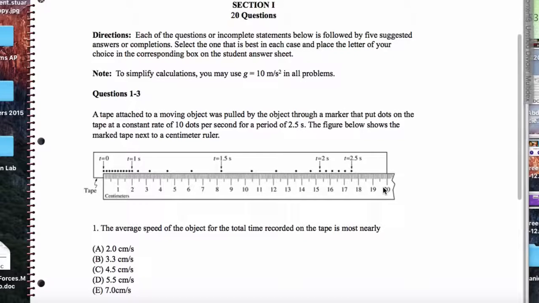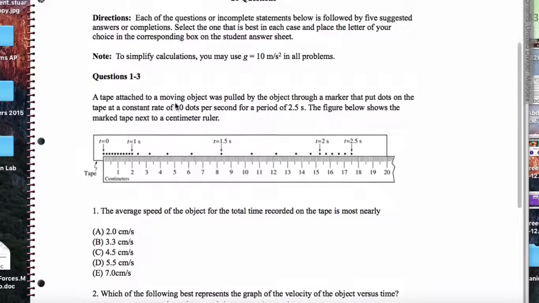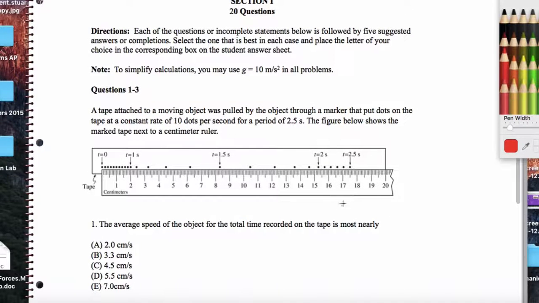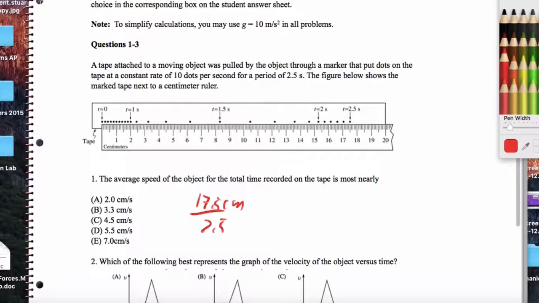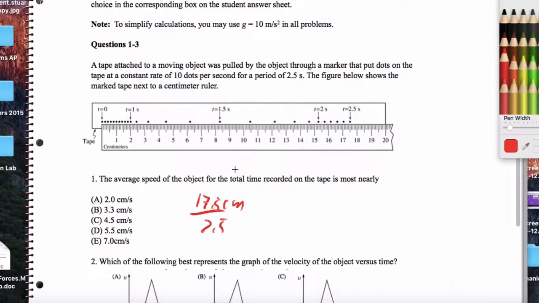All right, so we've done these multiple choice, quite a few of them before, but I just want to kind of review. So for this one, the average speed of the object in the tape. If you notice that we've got 17.5 centimeters covered in 2.5 seconds. And when we actually work that out, it ends up being, I think, about 7 centimeters a second. Let's just double check. Yep, 7 centimeters a second.